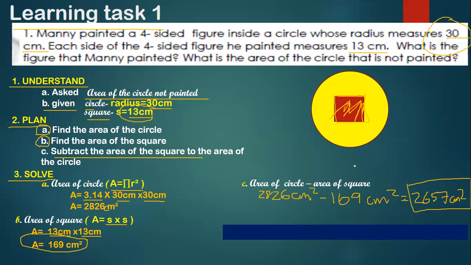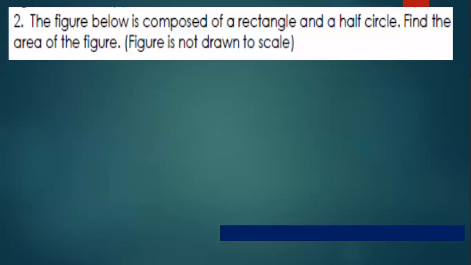So your final answer now is this one. The answer is the area that is not painted is 2,657 square centimeters. Okay. Let us proceed. Learning task 1, number 2.